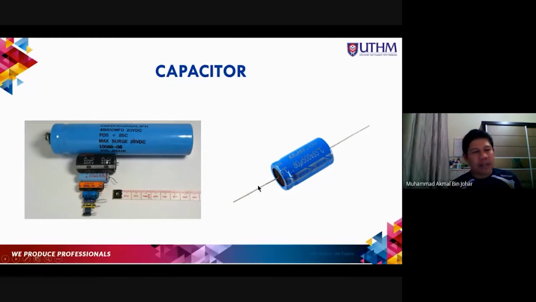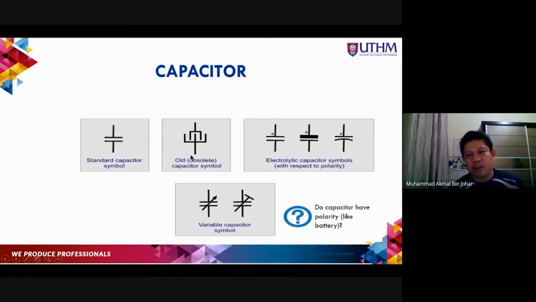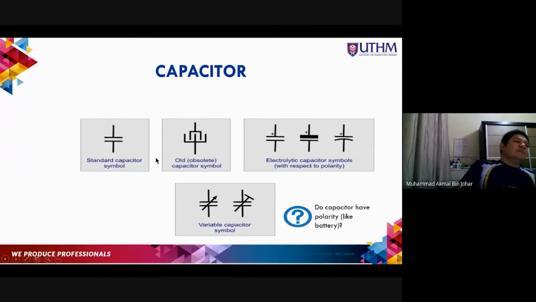So I hope you have a clearer picture of what a capacitor is, what its form and shape are. Okay. Later I will put more pictures of how it looks. So this is the symbol. You can see the symbol. You have a standard symbol like this, two parallel plates, parallel bars with two connections. And then this is the old symbol, but it is already obsolete. We don't use this anymore.